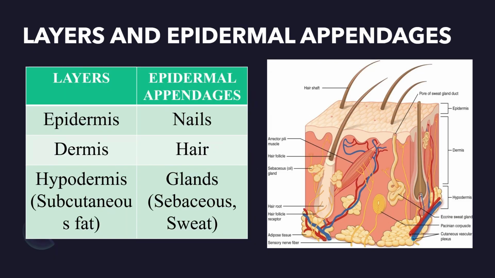Moving ahead with the layers and epidermal appendages. Skin is mainly composed of three layers: epidermis, dermis, and hypodermis. Hypodermis is a subcutaneous fat layer which contains fat tissues. The epidermis forms the epidermal appendages we call nails. Dermis forms hairs, and hypodermis, the subcutaneous fat, is composed of glands, that is subcutaneous glands and sweat glands.